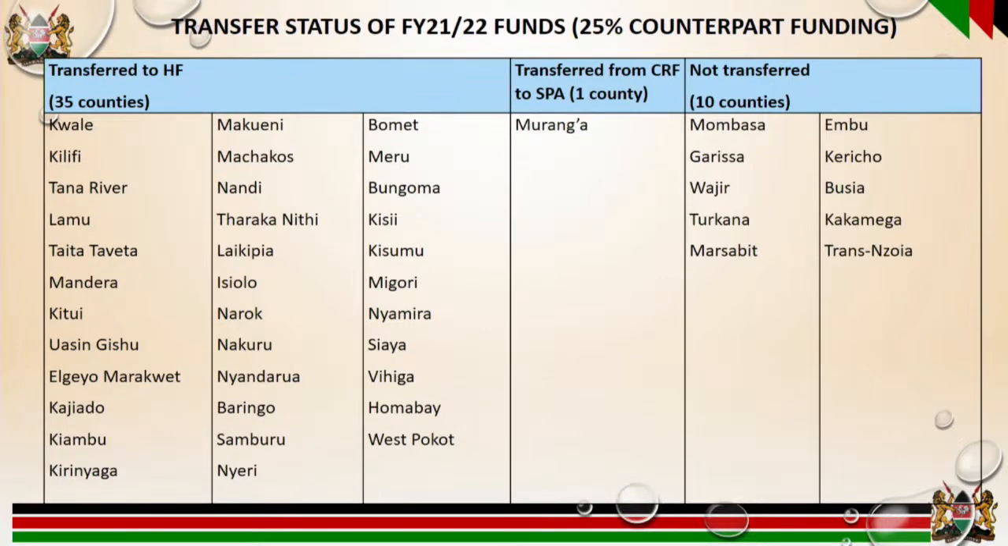We'll move on to the 25% counterpart funding for the previous financial year. Tena kuna a few counties that have not transferred the funds to health facilities. Muranga has the funds in SPA. 10 counties, as you can see, still need to have these funds disbursed to the health facilities. Sawa sawa. You can see the counties there.